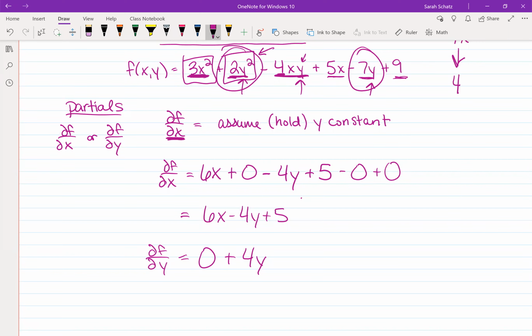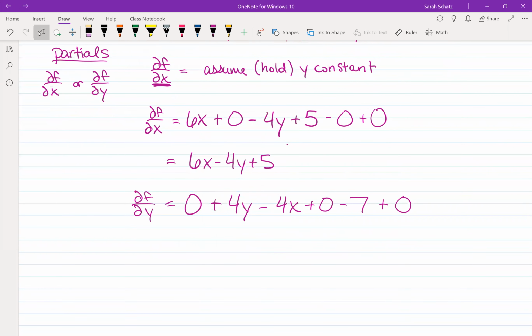Now let's talk about the 4xy term. Well, this time y is just to the first power, and that's our variable. So any coefficient that comes with it is going to come down, right? X being one of those. So I'm just going to get minus 4x. The plus 5x is a constant because it doesn't have any y's in that term. The minus 7y is going to become minus 7, and then the 9 still a constant. So cleaning this up, I end up with 4y minus 4x minus 7.